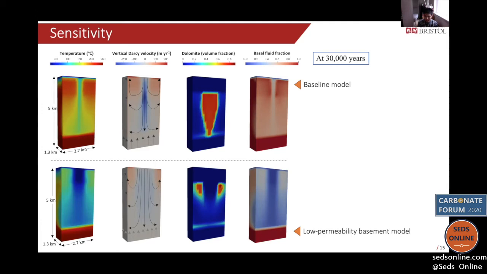So what we can see here is a significant change both in the size of the dolomite body and how quickly they form.